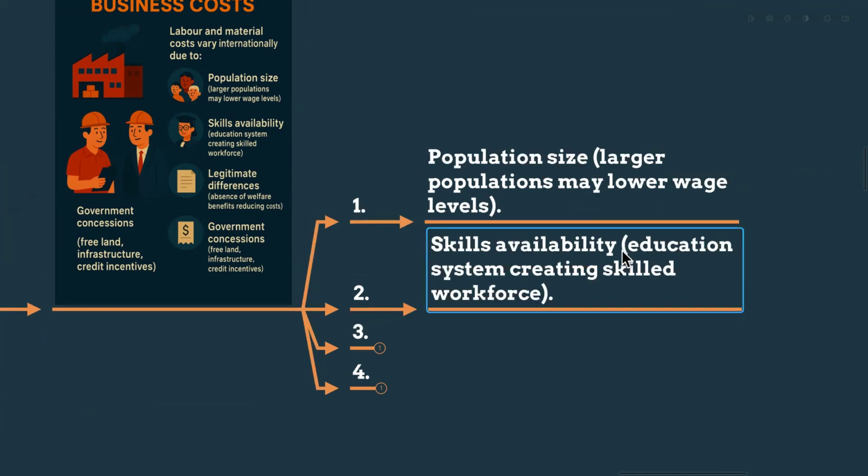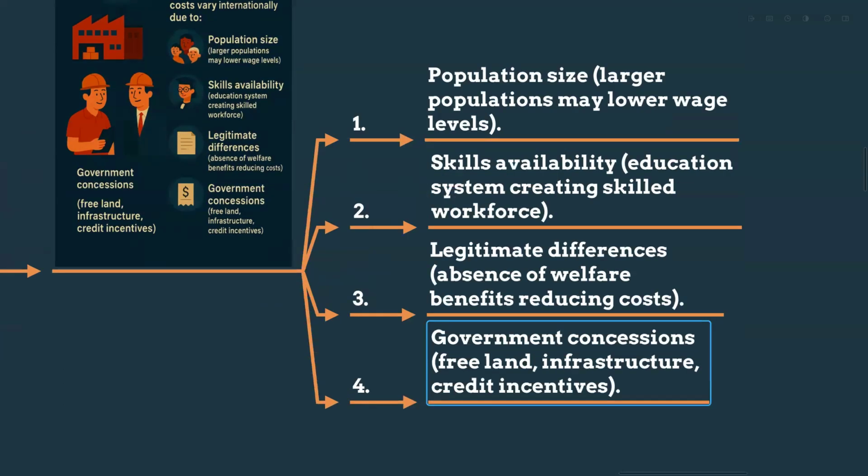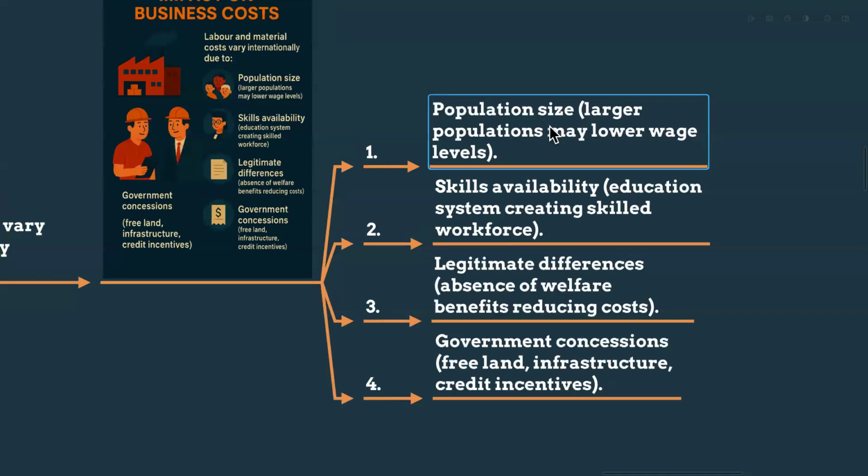At the same time, about skills availability, the education system creates a skilled workforce. Legislative differences, absence of welfare benefits reduce the cost. Government concessions, free land, infrastructure, credit incentives, these things will impact the business cost. How? Let me explain one by one. Population size means, my dears, India has more people. So the wages are much lower because of supply and demand for workers. If the supply is huge and the demand is less, then the people are going to work for less money.